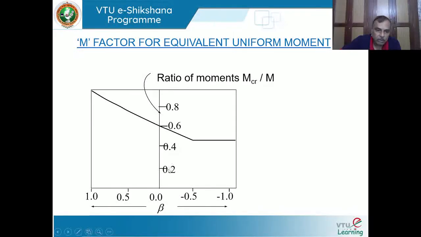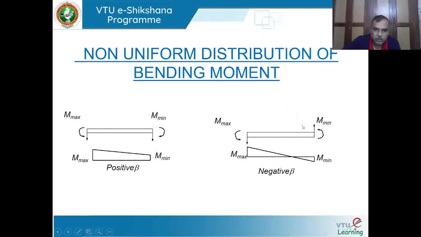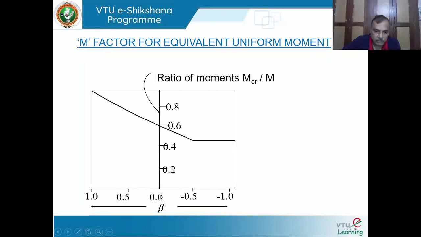So if you see here, if you really do not have any influence of the gradient beta, what beta I have mentioned is this one, and if this beta is almost zero, so kindly see, this is where we have 60% of MCR by M, and if you go further, you can go almost up to 1, where the elastic critical moment is almost comparable to the maximum moment carrying capacity of the beam. That happens when beta is equal to 1, and as beta decreases to 0.0, the ratio of the two moments decreases linearly, and when beta is 0, it becomes 0.6, and it decreases further in the same extended linear manner, up to beta going to minus 0.5, and then it is almost constant from beta minus 0.5 to minus 1.